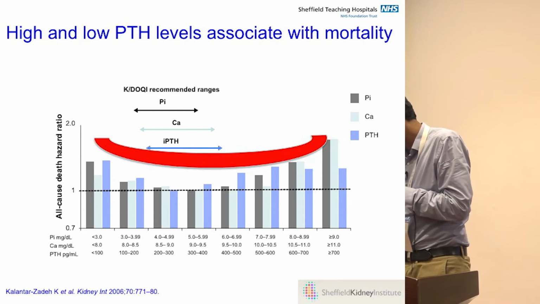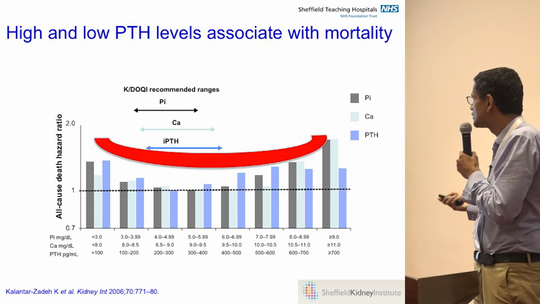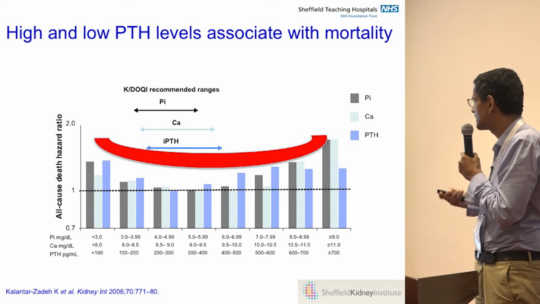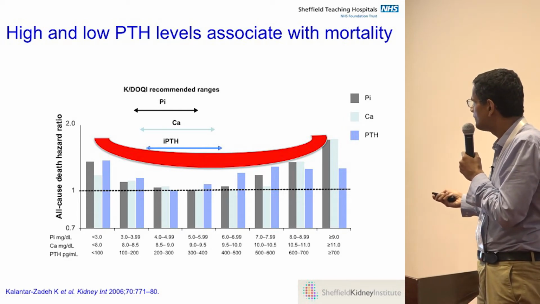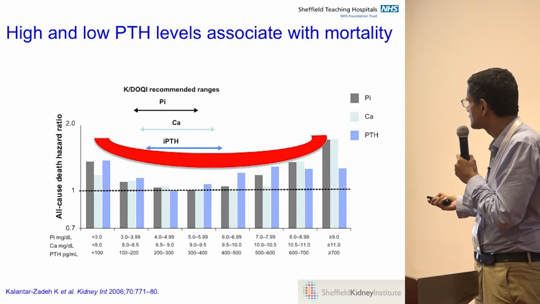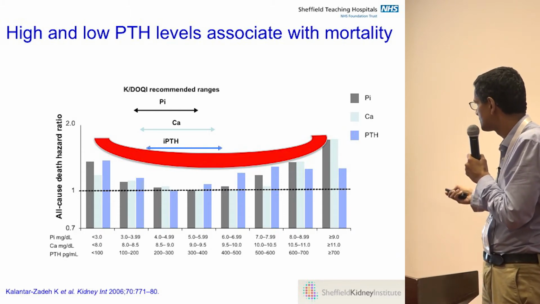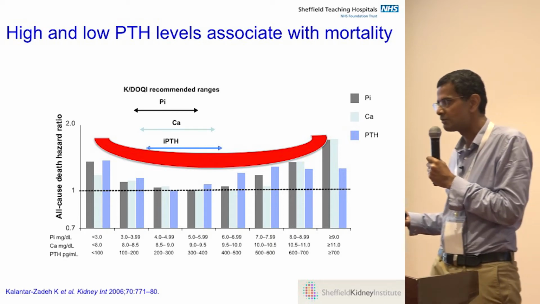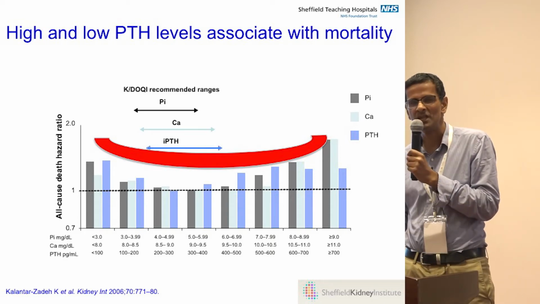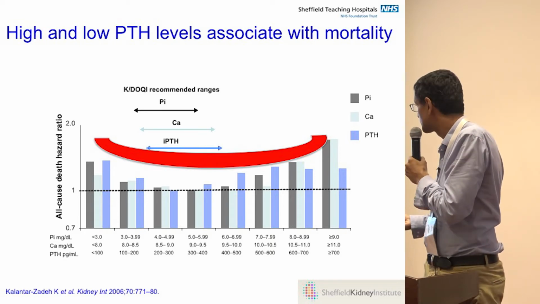And it's very difficult to know how to interpret this kind of data, which is very associative data, but if you look at patients with very low levels of PTH or very high levels of PTH, there is an increased risk in mortality. What that actually means in terms of patient management is very difficult to know.